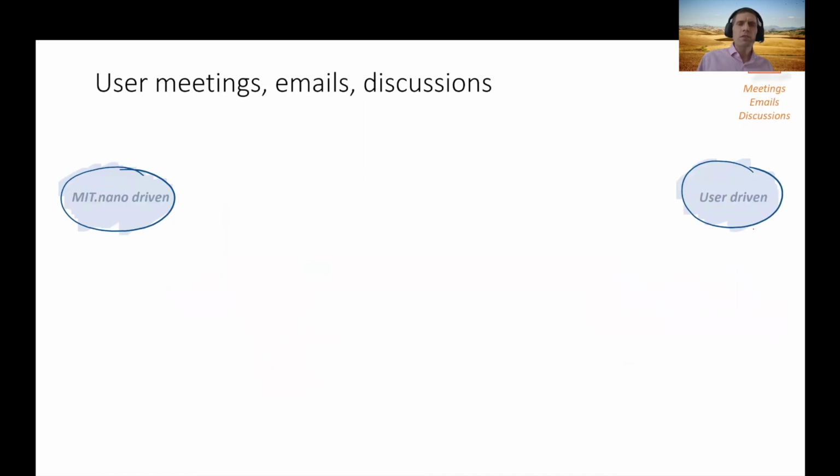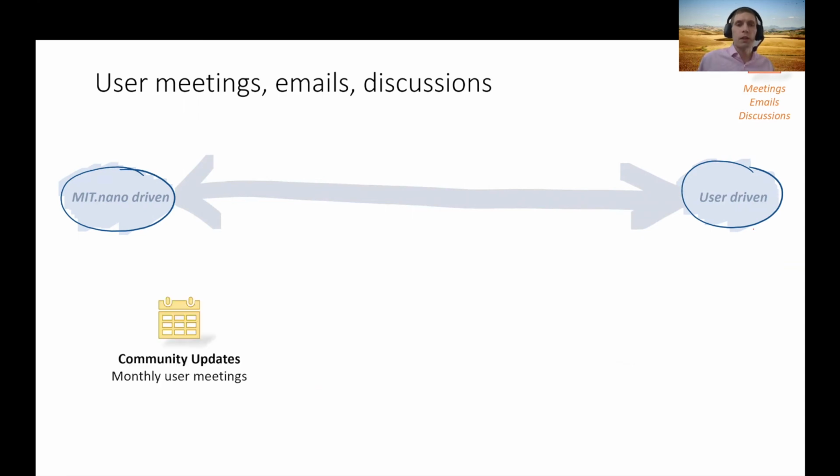The last thing I want to explain a little bit is this meeting, as well as some of the other things that we have done. So the goal that we have is really sort of two different modes by which we talk to the user community, right? It's either MIT Nano driven, or it's user driven, or perhaps anywhere in between. MIT Nano driven type of discussions are really this meeting, right? The community updates, monthly user meetings. This is where we convey information out to the user community, but it doesn't really provide an easy venue to get a lot of user-driven feedback to us, right?